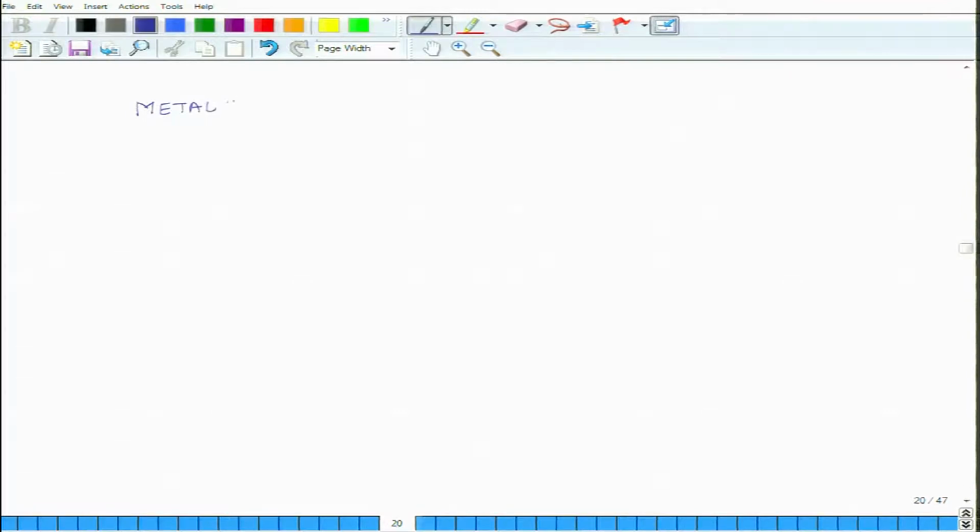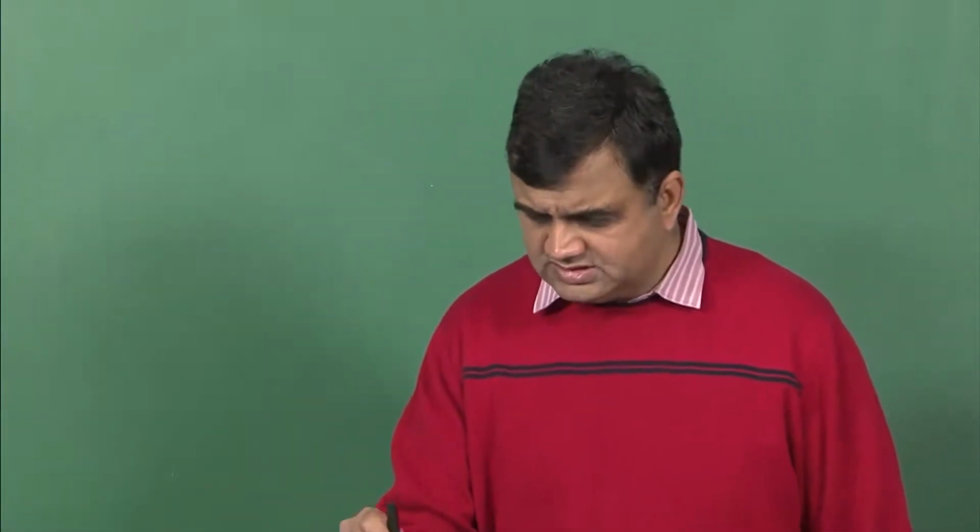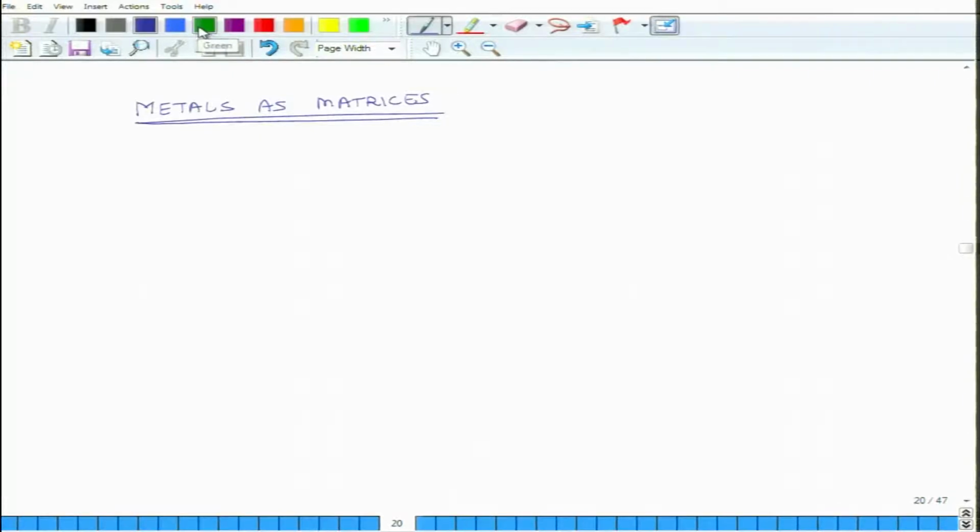So metals as matrices. So here we will not worry too much about properties, because we have an idea that when we look at metals, they are several orders of magnitude stronger, stiffer than these plastics. So why do we want to use metals as matrices? So let us look at some of the important reasons. Strength. If we want to make things much more strong, plastics cannot provide a lot of strength by themselves. We have to only rely on fibers, but metals as matrices can provide a lot of strength.